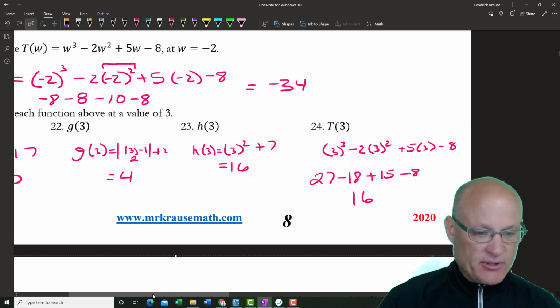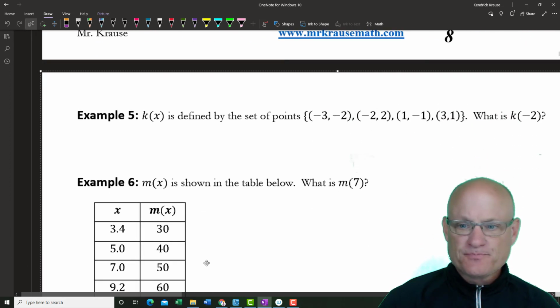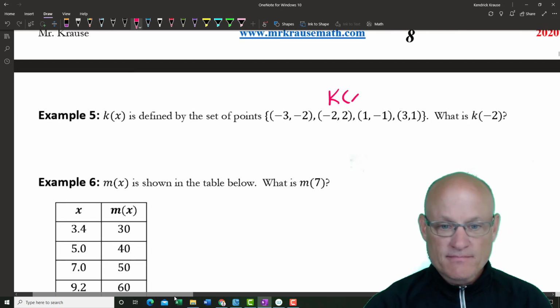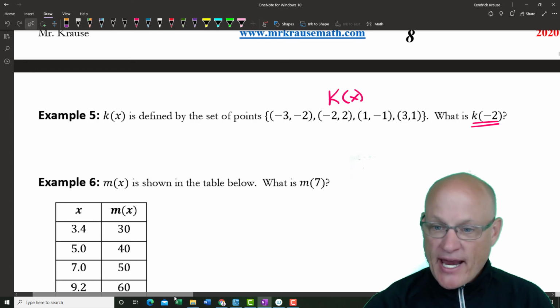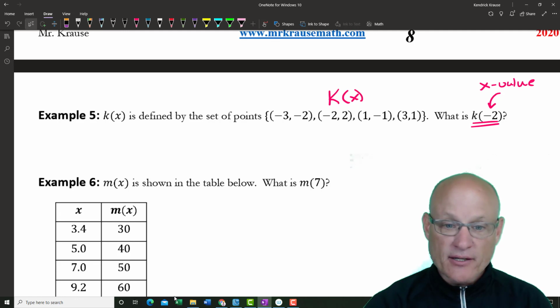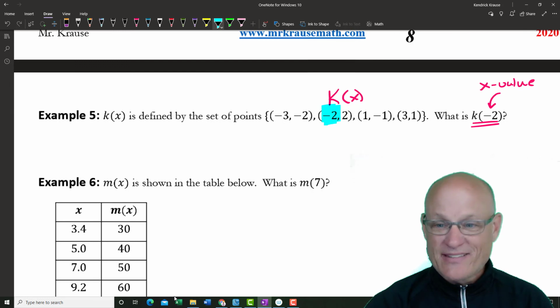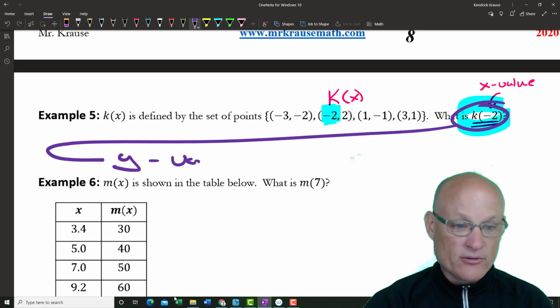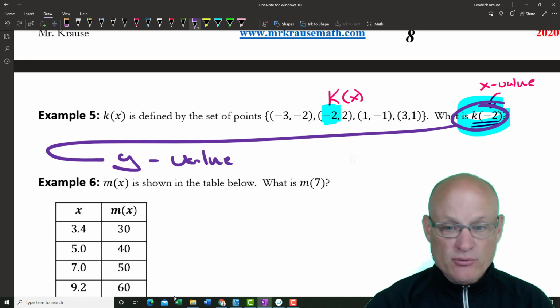All right. I think this is the last page. This should be quick. Real simple stuff. This one says, if k of x is defined, so this is k of x right here. What is the value of k of negative 2? Anytime I put a number in there, that's an x value. So all you've got to do is go look for that x value right there. I'm going to highlight it in blue. Whenever I ask you this, you have to know I'm looking for the y value. So x is negative 2, so that means k of negative 2, in other words the y value, is just positive 2.